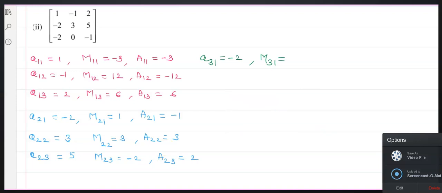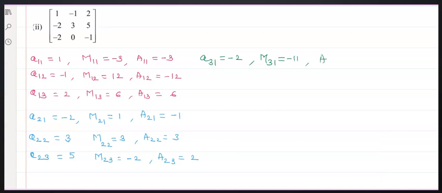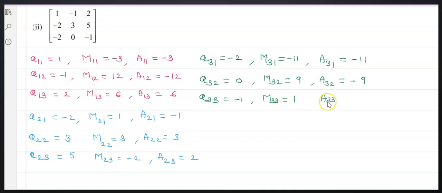Now let us see A31, it is minus 2. Therefore, I had written it directly. Therefore, you can find it directly also. A32 is 0. Therefore, M32 is 9. A33, delete this element, you will get 1, minus 1, minus 2, 3. That is 3 minus 2, that is 1. Therefore, overall it is 1.